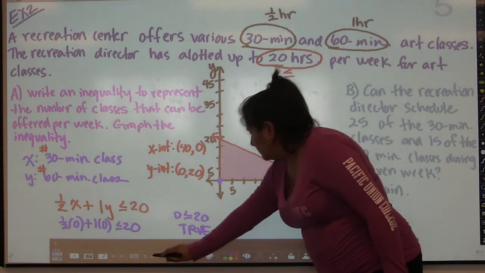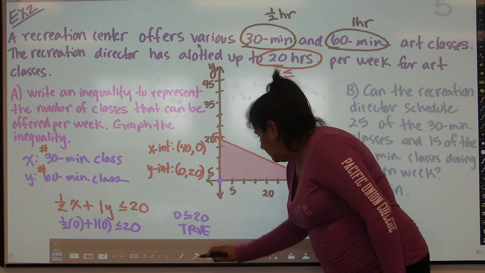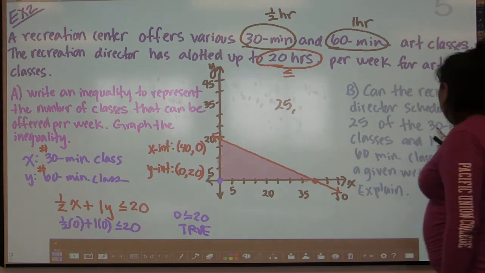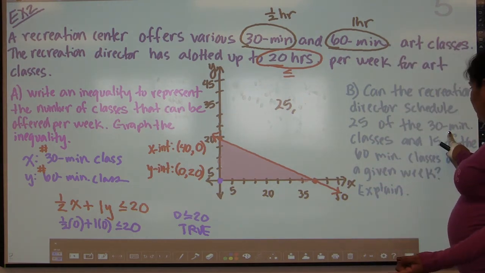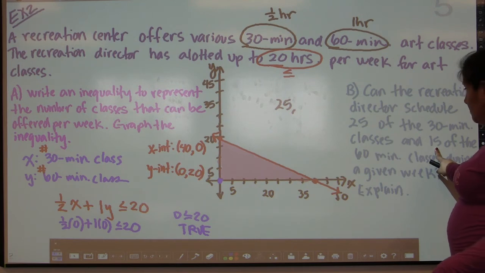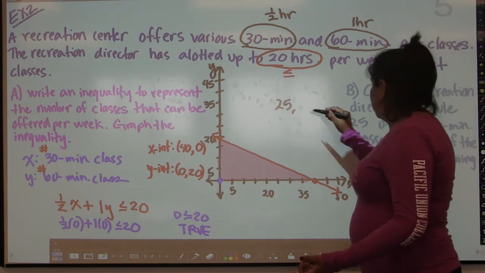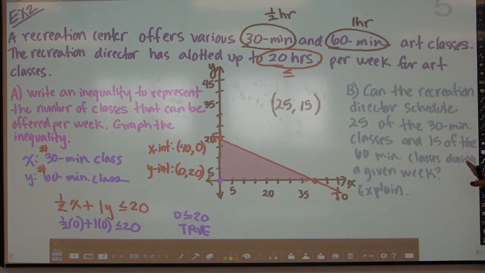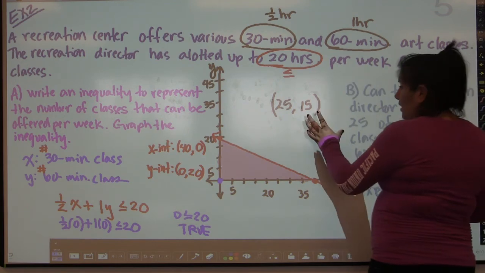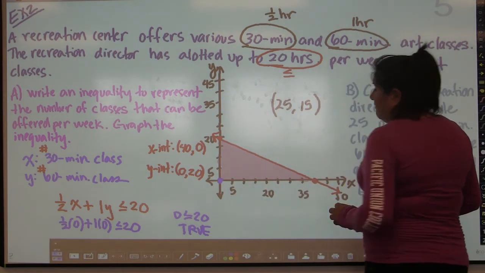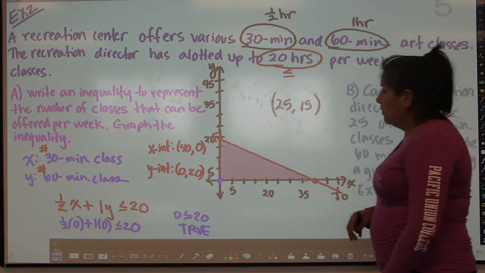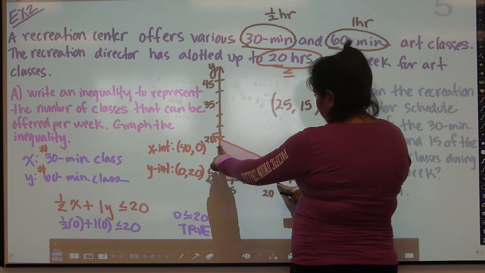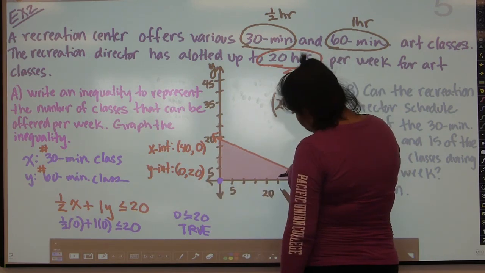Let's go back to our pen. 25 of the 30-minute classes means that the x-coordinate would be 25. 15 of the 60-minute classes would mean that the y-coordinate was 15. That's the point we're trying to check. Is this possible? If it were possible, then this point would find itself in our shaded region. If it's not in the shaded region, then it's not possible. So when we look at x25, here's x25, and here's y15, 5, 10, 15. So when those 2 points meet, it's going to meet right about here.